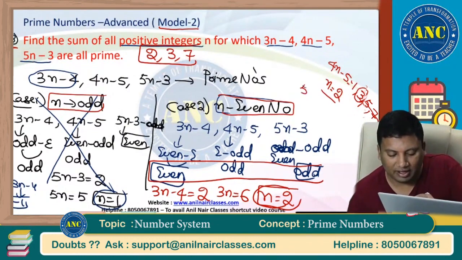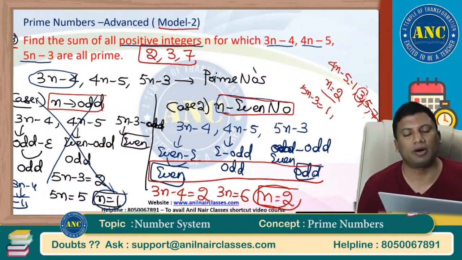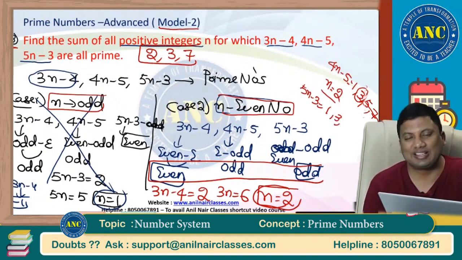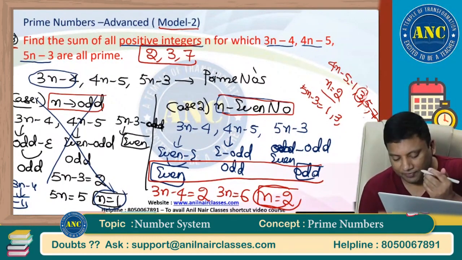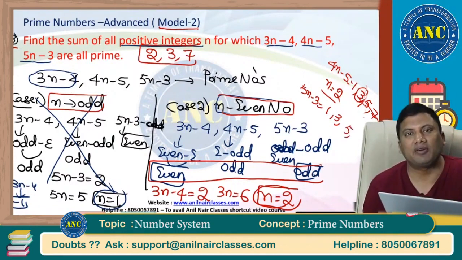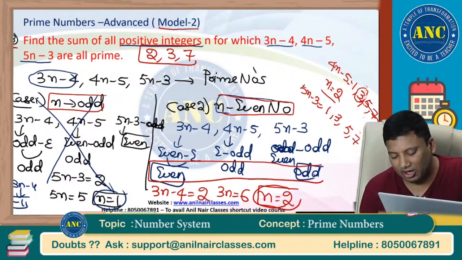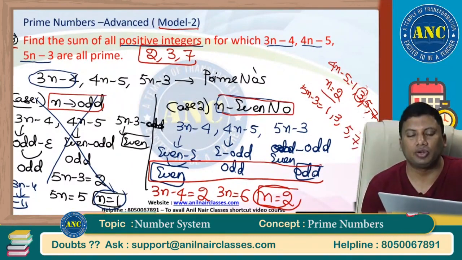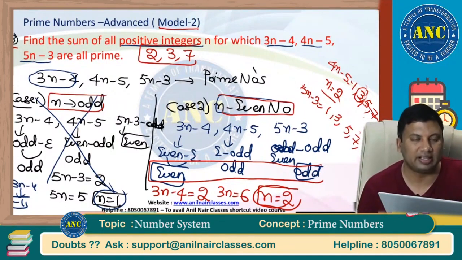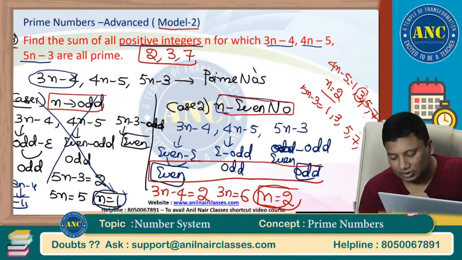Similarly, 5n minus 3, it is an odd number. If I take the lowest odd number 1, 5n is equivalent to 4, n will be a fraction. If I take 3, 5n will be 6, n is 6 by 5, not possible. If it is 5, 5n is equivalent to 8, 8 by 5, not possible. 5n equivalent to 10, n equivalent to 2. That is what we did. 5 2s are 10, 10 minus 3, 7. Any other value, 7 we got, right?